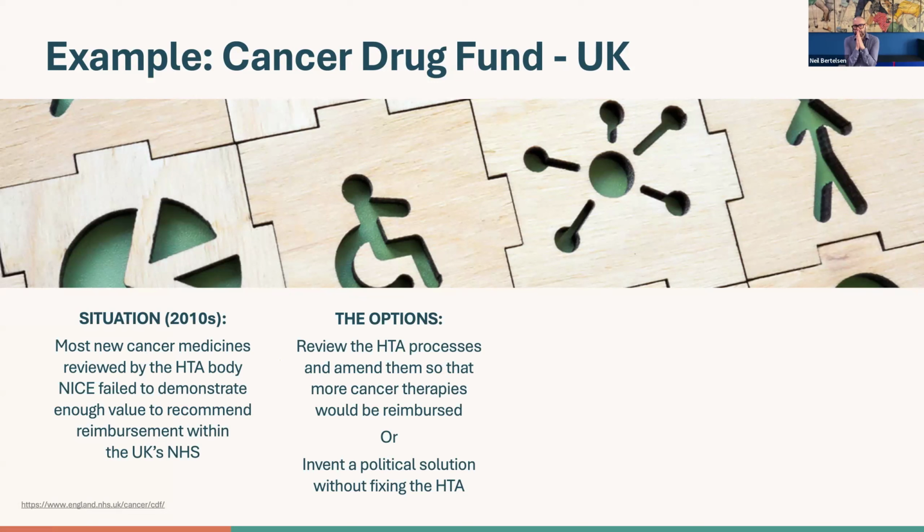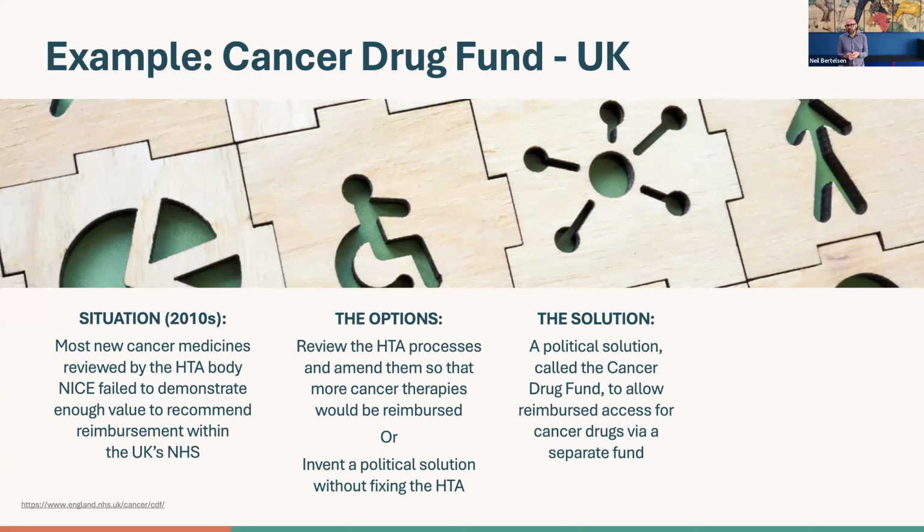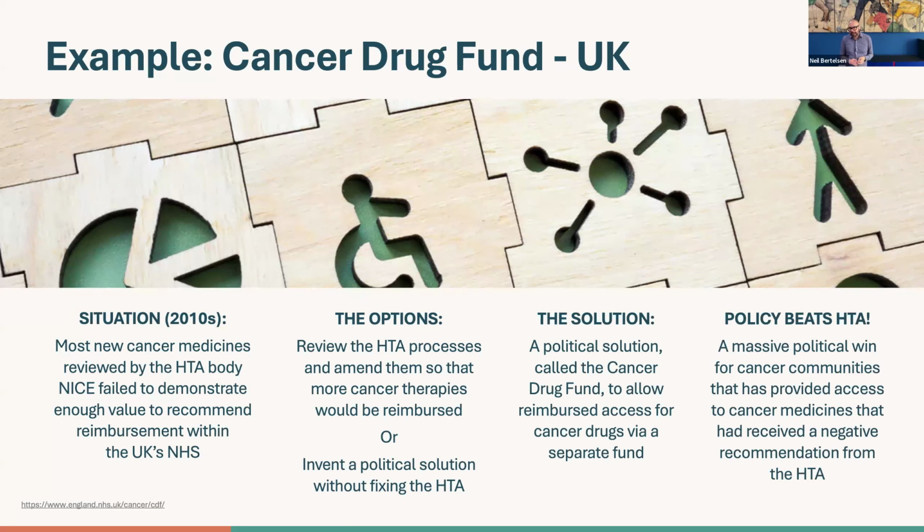They could say, oh, that's really interesting. There's something going wrong with HTA if it will not approve some of these new cancer drugs. So should we fix HTA? Or they could invent a political solution and come up with another way of funding these drugs, going to the side of HTA. And of course, that's what they did. They went with a political solution called the Cancer Drug Fund to pay for cancer medicines that had not been recommended by the HTA. So again, we see in this example that policy beats HTA.